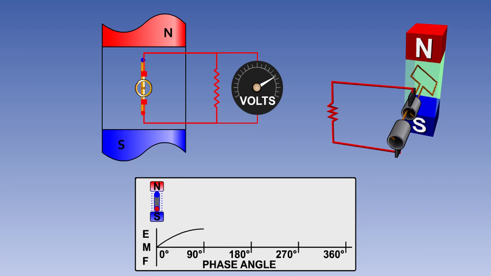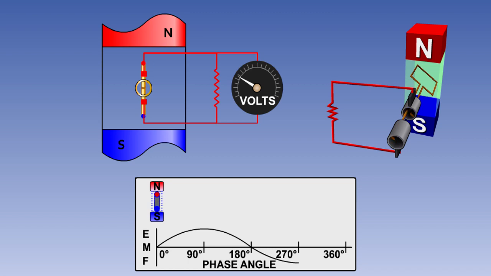As the coil approaches 90 degrees to the direction of the magnetic field, the maximum number of lines of flux are being intersected, and the EMF is at its maximum. Between 90 and 180 degrees, the number of lines of flux being cut by the coil reduces again, so the EMF reduces, until at the 180 degree point, the coil is again moving in parallel with the magnetic field, so no EMF is being induced.